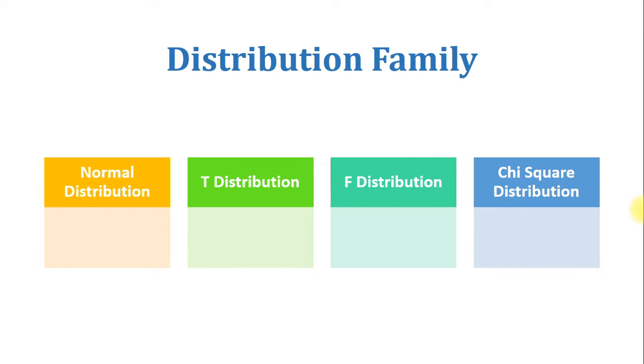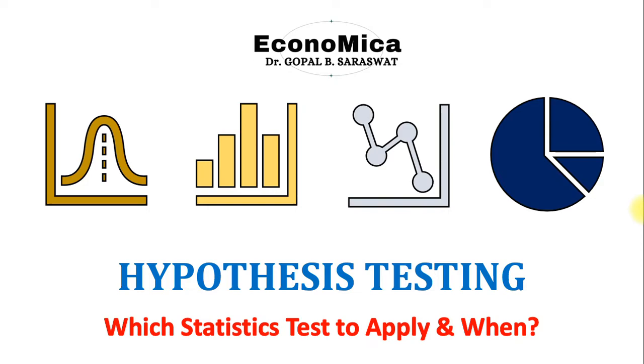There are different distribution families: normal distribution, T distribution, F, and chi-square distribution. And each family of distribution has its own characteristics. Chi-square is the only member of this distribution family which comes under the non-parametric test. I also discussed which test to apply in my last video on hypothesis testing, which statistics test to apply and when. You could watch that video for detailed parametric and non-parametric test analysis.